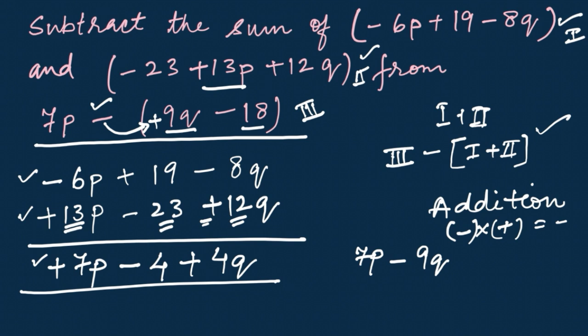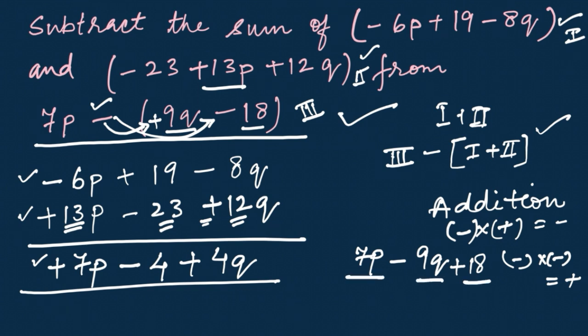Again, in front of 18 there is a negative sign. Minus into minus is plus. So 7p minus 9q plus 18. When you open the bracket of the third term, it becomes 7p minus 9q plus 18. This is the third term. Now from the third term, you have to subtract the sum of 1 and 2. This is the sum of 1 and 2. This is the answer.